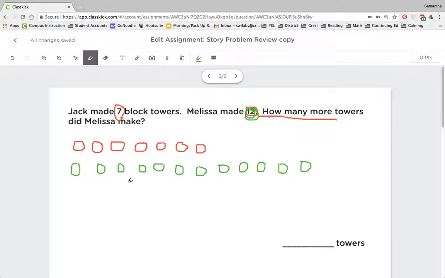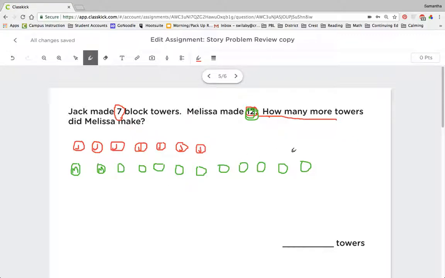If I don't have 2 different colors and I just have a pencil, I could make the letters inside. So an M for Melissa, or I could make a J for Jack. So if I don't have different colors, I could label them by the letters of their name to help me distinguish between the two. Or maybe I could color Jack's and leave Melissa's open circles. So either way, I want to make sure I can tell the difference between the two.